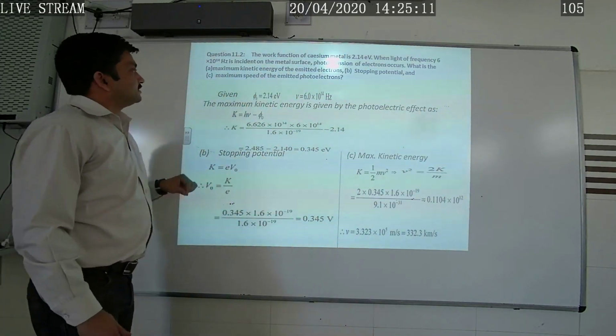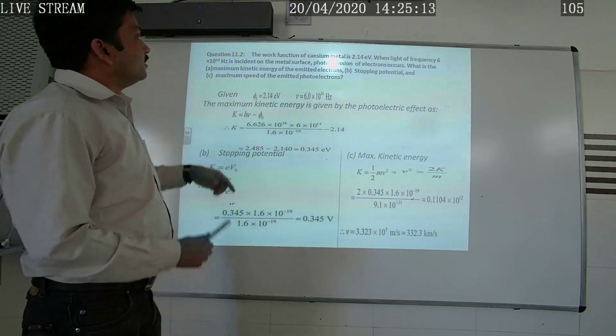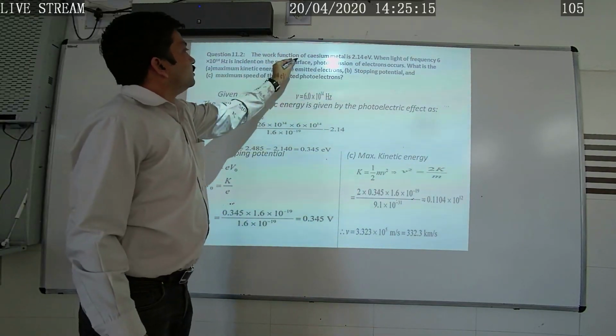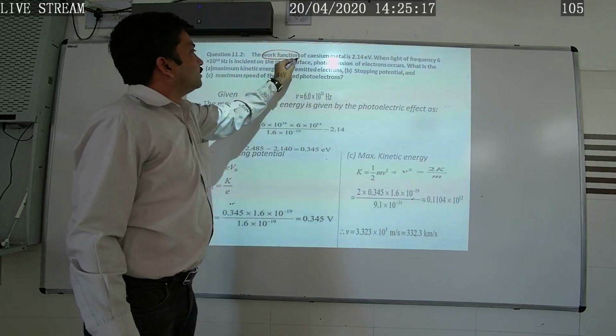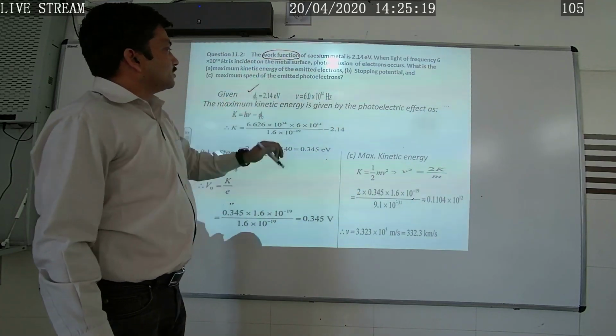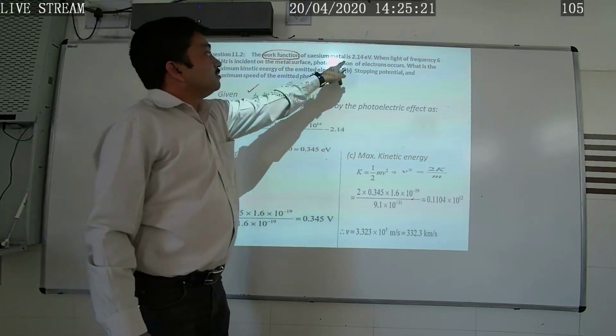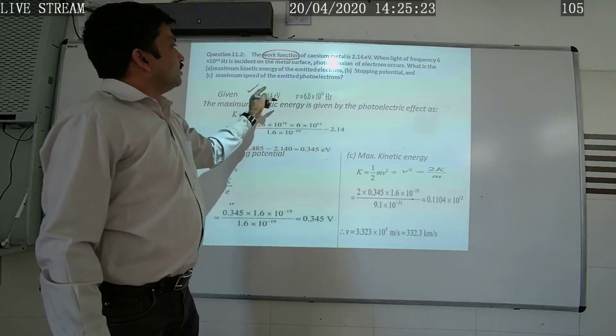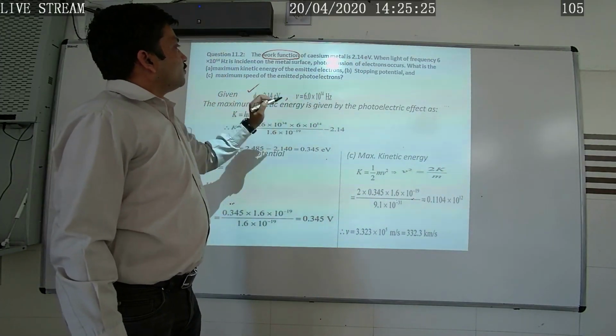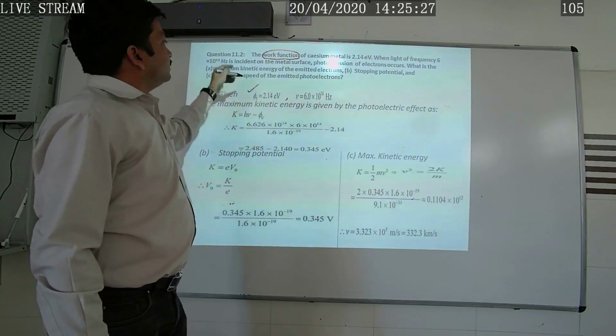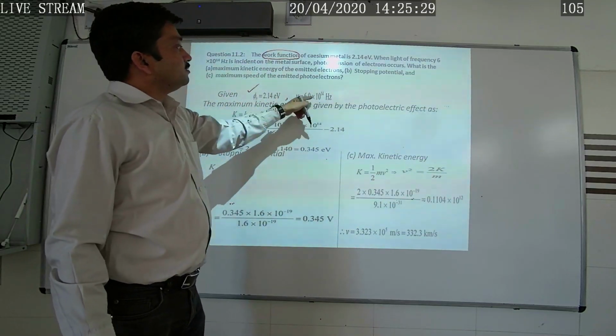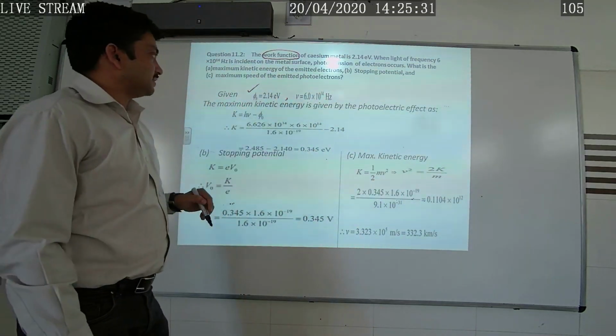So here in this case, the data which we have been given is the work function. Here it is written work function and is denoted by phi naught. The work function is given in terms of electron volt. Apart from that, the frequency is also given to us, 6 into 10 to the power 14 hertz.